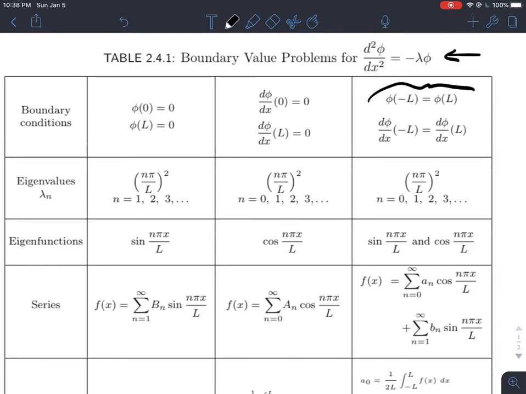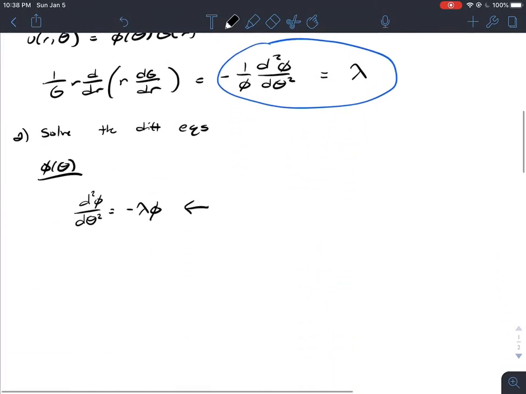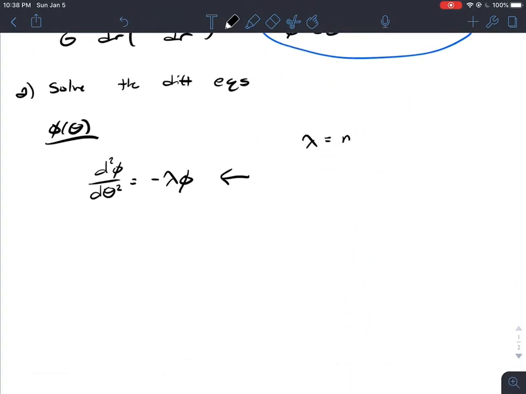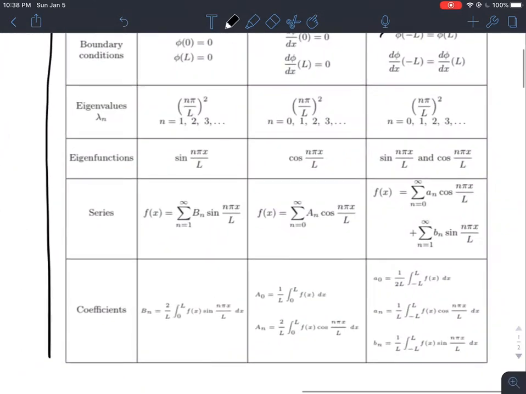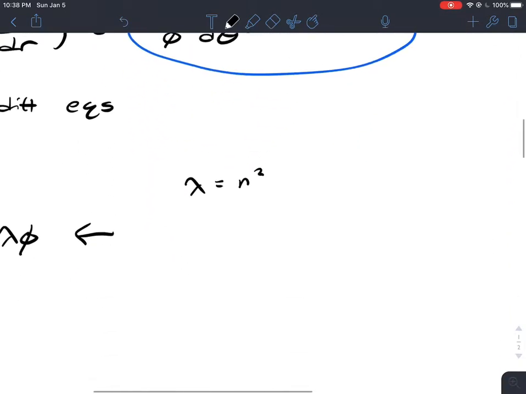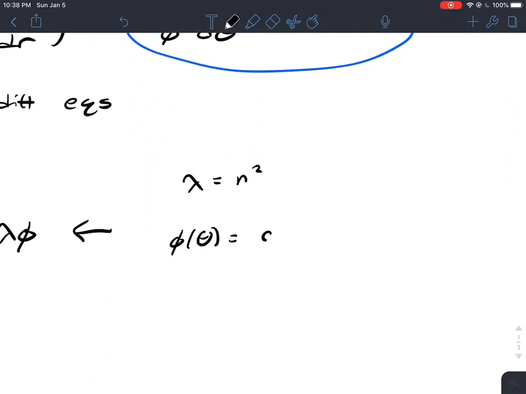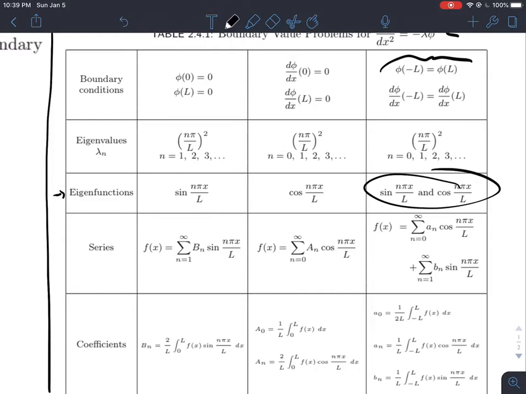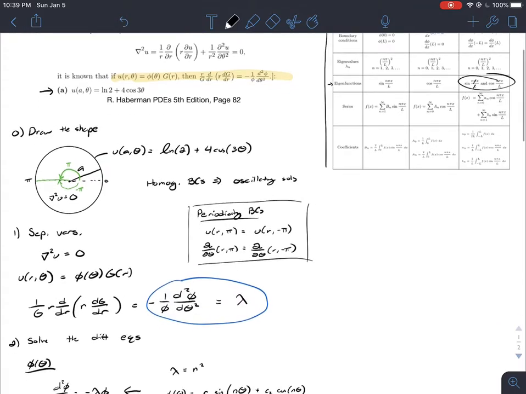And these tell us that the eigenvalues are going to be equal to n pi over L squared, but L in this case is just pi. So consequently, our values for lambda are just going to be lambda equal to n squared. And then we're told that the eigenfunction is phi of theta equal to C1 sine of n theta plus C2 cosine of n theta. Because if we look up here closely, remember that L is equal to pi, so pi would just cancel out, and then we're left with n times x, or n times theta. Cool.